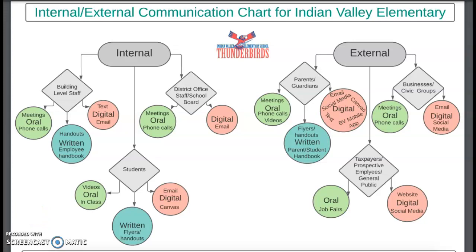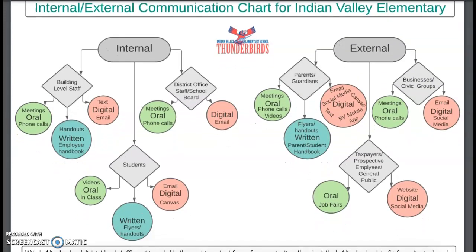So that concludes my presentation of this chart, and hopefully you learned a little bit more about at least how I view communication at Indian Valley Elementary. Thank you for listening.